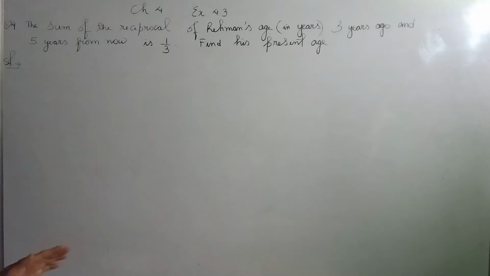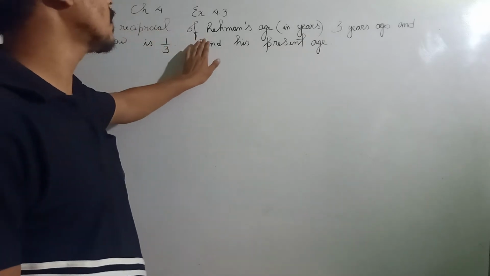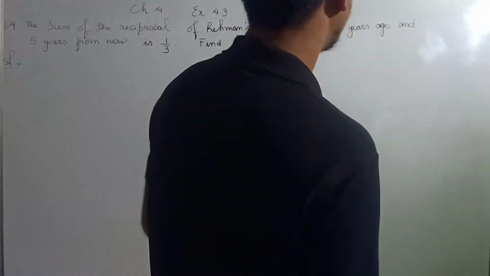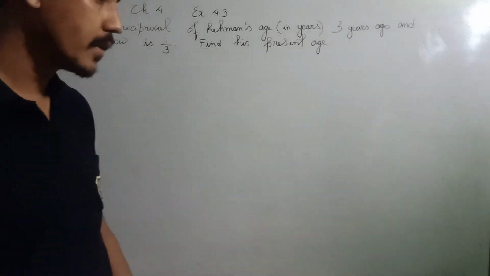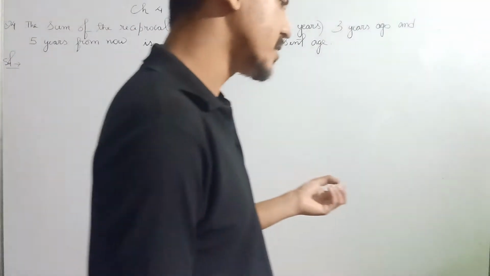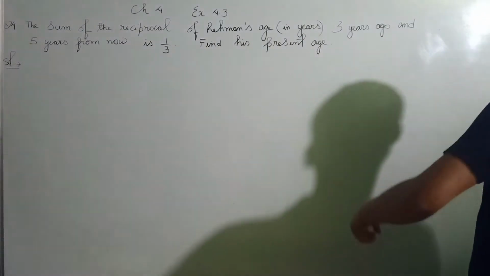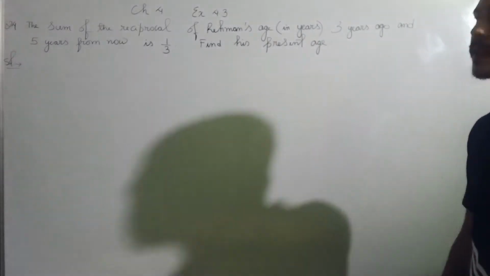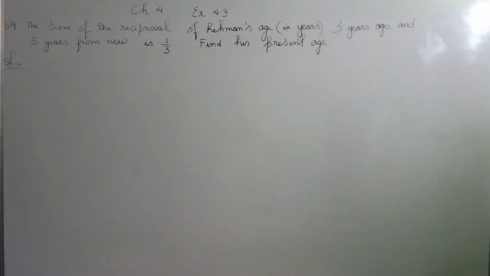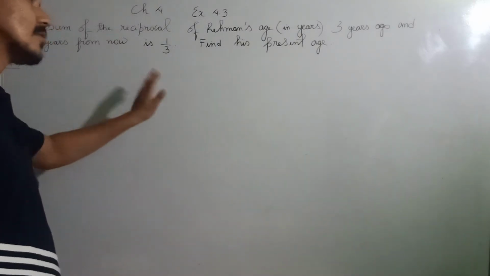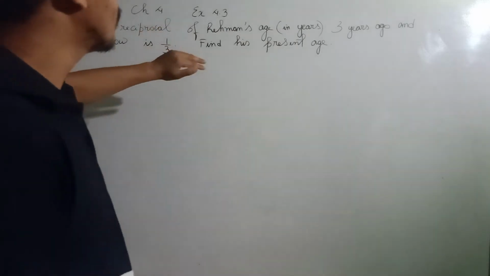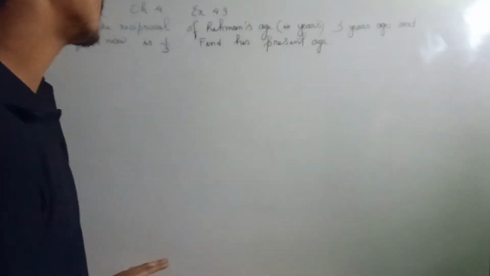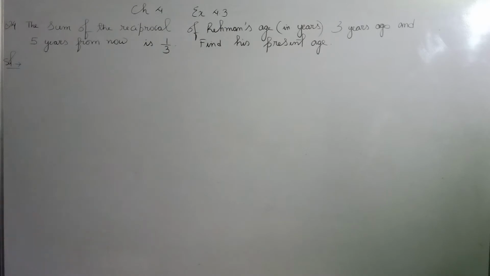The sum of the reciprocal of Raymond's age 3 years ago and 5 years from now is 1 by 3. You need to know what was Raymond's age 3 years ago, and then take its reciprocal. You have to determine Raymond's age 5 years from now, and then take its reciprocal. When you add those two reciprocals, it should be equal to 1 by 3. Alright? Now, our objective is to find his present age. We cannot say what is his present age.